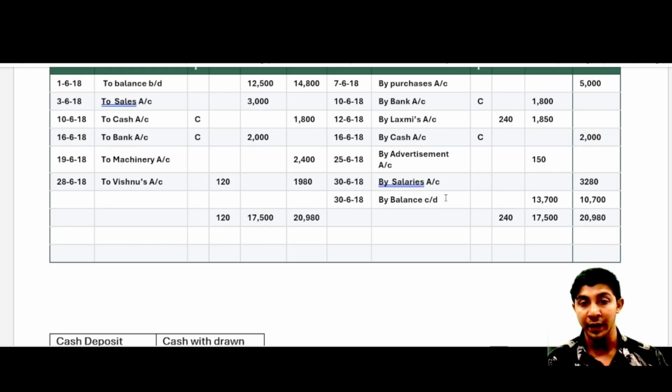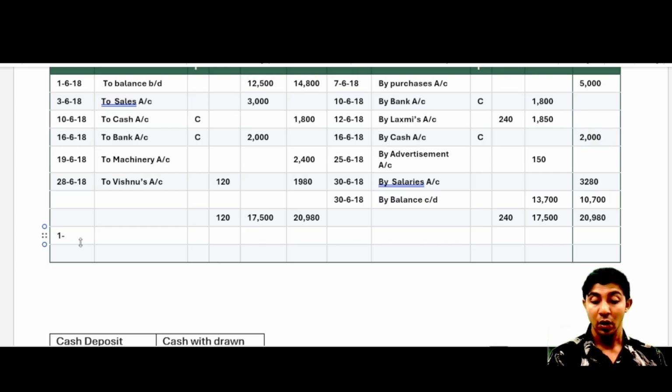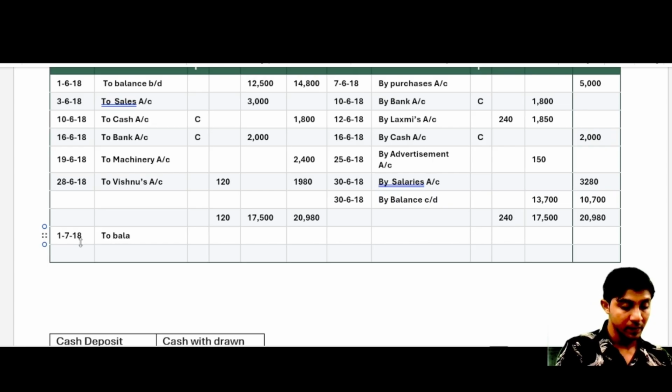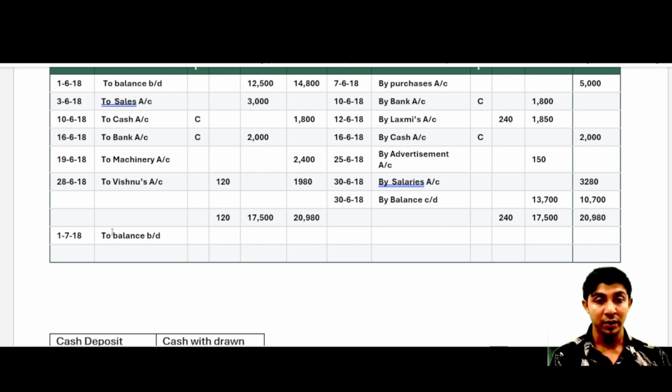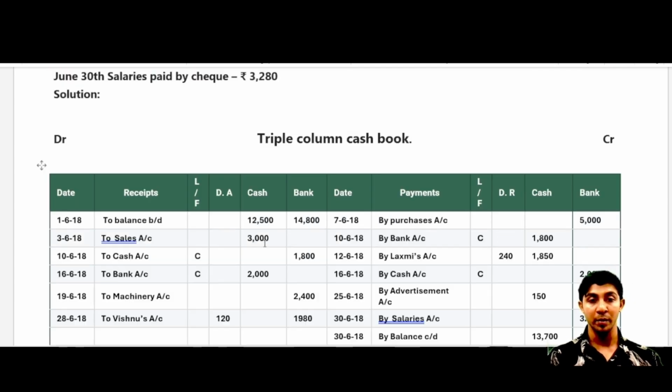So immediately after writing this, it is our responsibility to write balance brought down. So it will jump from the credit side and appear on the debit side below the total. So the date will be 1st of July 2018. And in the receipt column we need to write to balance B/D brought down. So the balance brought down of cash is 13,700 and bank is 10,700. From this we have completed problem number 15.